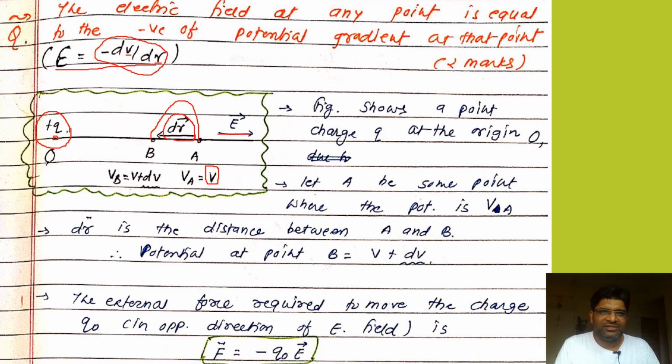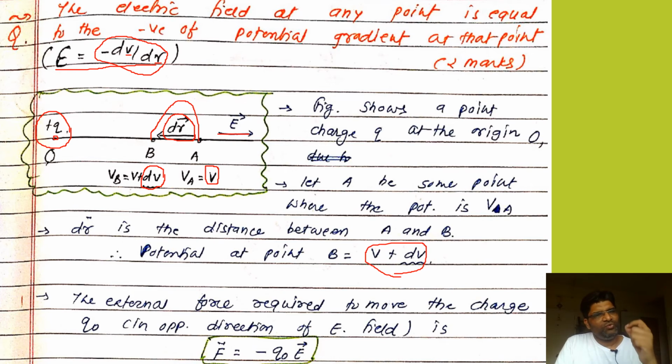Why has it increased? Because you have now moved closer to the source charge by distance dr. So what is the increase in potential? dV is the increase in potential. It was V, now dV is the increase. So what is the potential at B? It is V plus dV. That is the value of potential at point B.